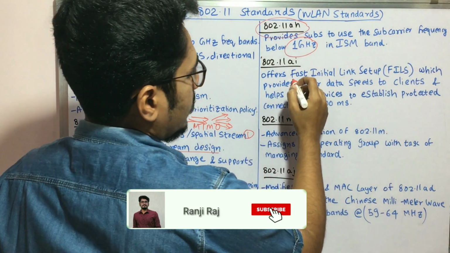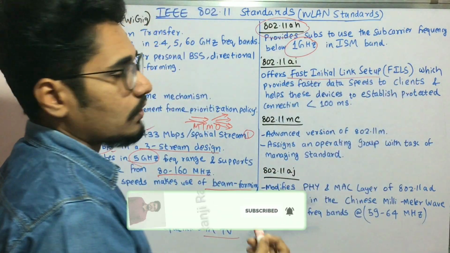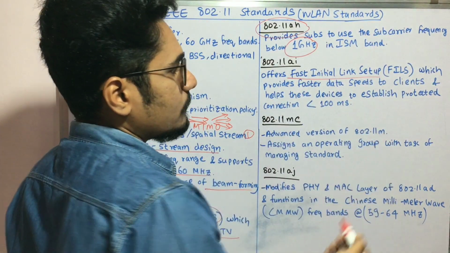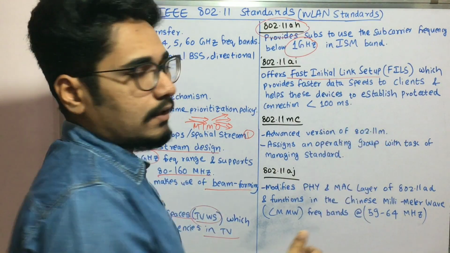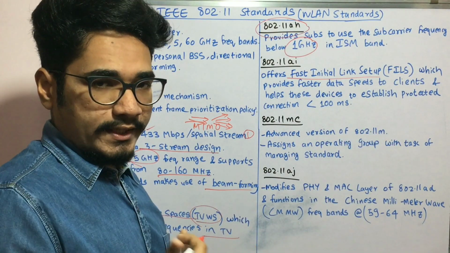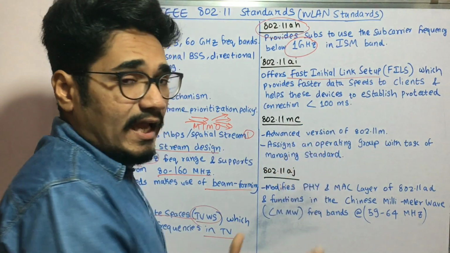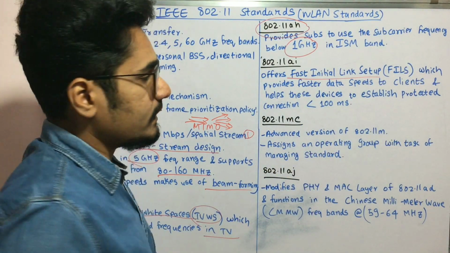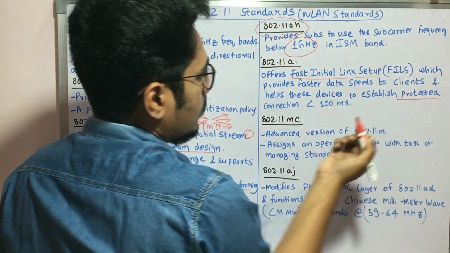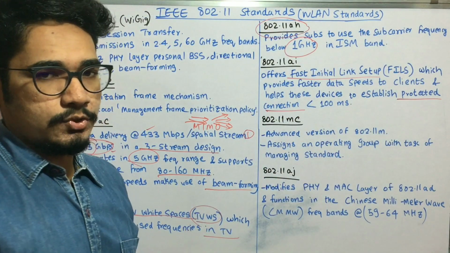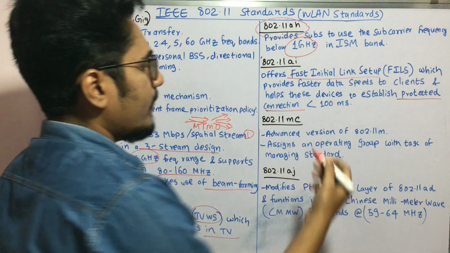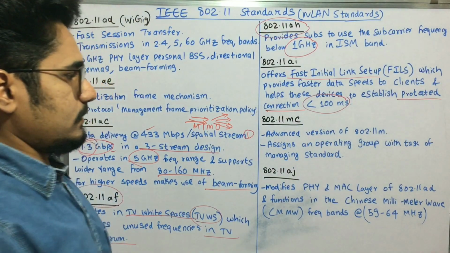Next we have the 802.11ai. It offers something called the fast initial link setup, the FILS, which provides faster data speeds to the clients between the access points in order to do the data transfer. It also helps those devices participating in the data transfer to establish a protected connection, and it is provided in less than 100 milliseconds.